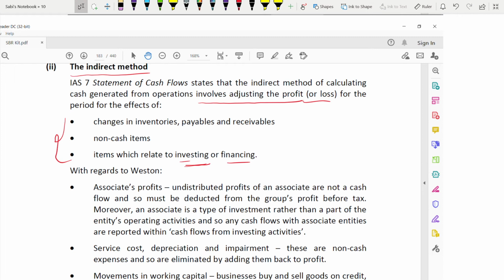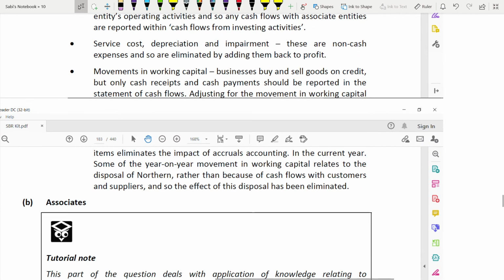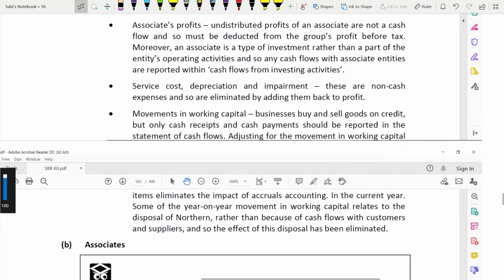Okay. Now, with regards to Weston. So now, according to Weston, we'll say some. Will not say all the adjustments, but a few is enough, because of looking at the number of marks. I always say you need to be smart enough to know how many points you have to write, looking at the number of marks. If it's for 10, 12 marks, you need to write 7, 8 points. If it's 4, 5 marks, 2, 3 points is enough. Like here, if I see, they have given 3 points.